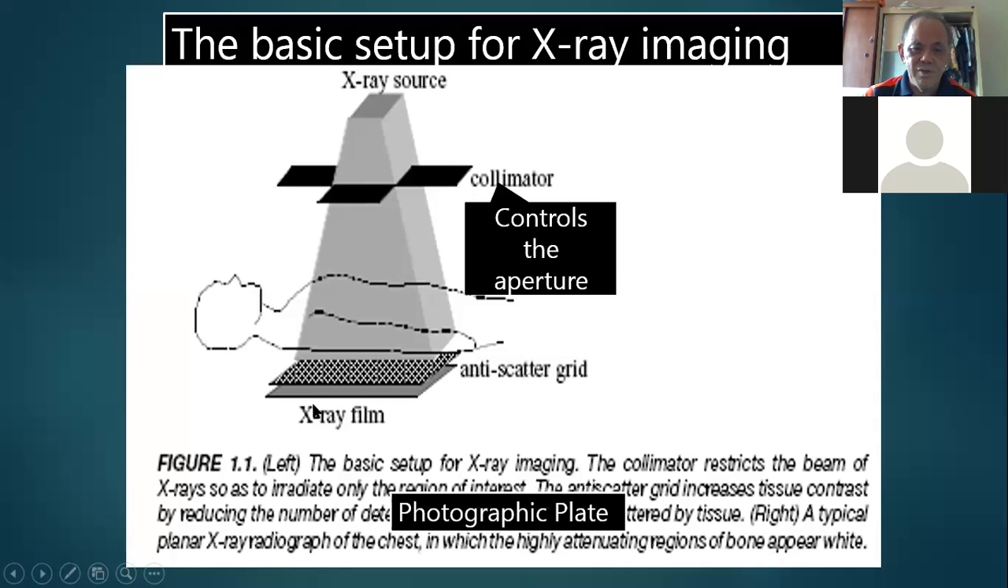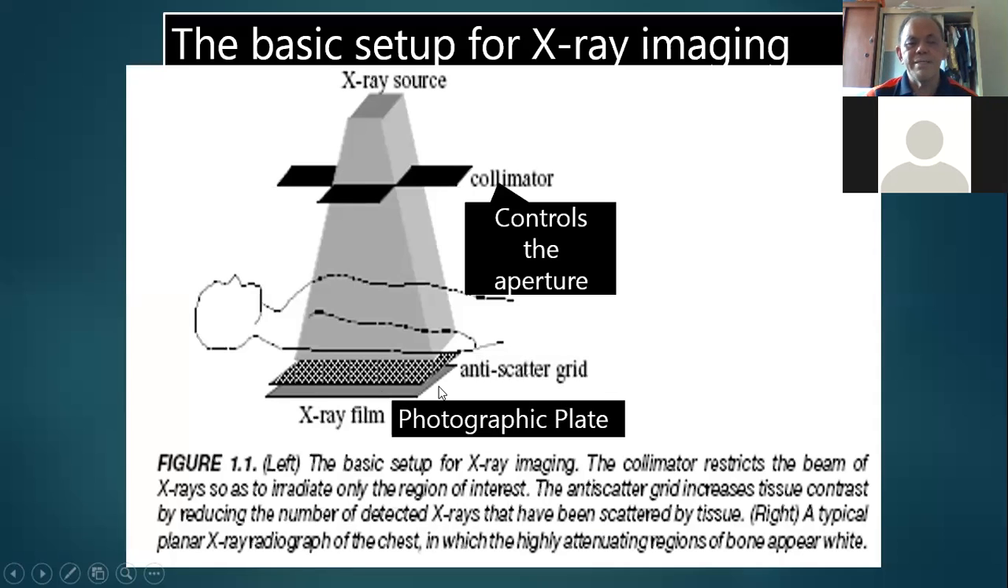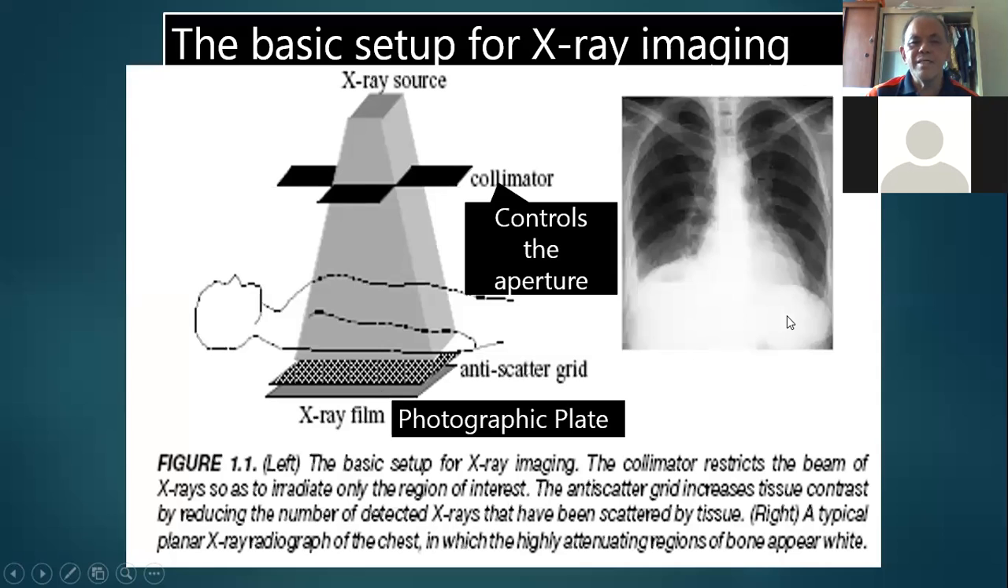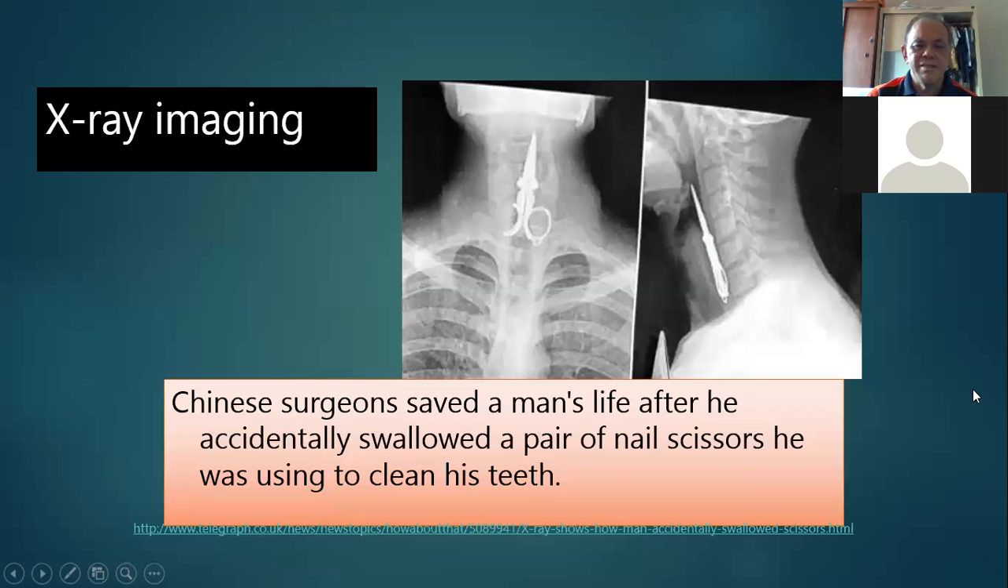And then you have your X-ray film or photographic plate, and that is the negative. The X-ray film of the human chest. And then you can see how the scissors got into his throat there. The surgeon had to save the man's life after he accidentally swallowed them. I don't know how. Maybe he used his scissors to dig his teeth.